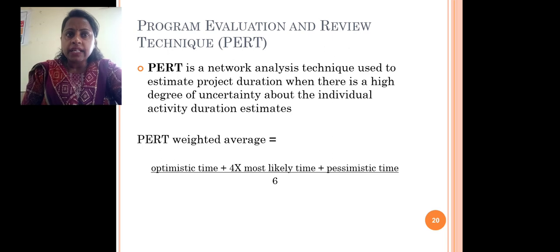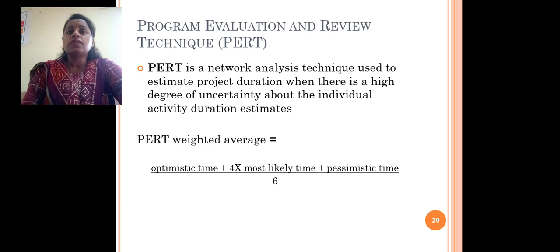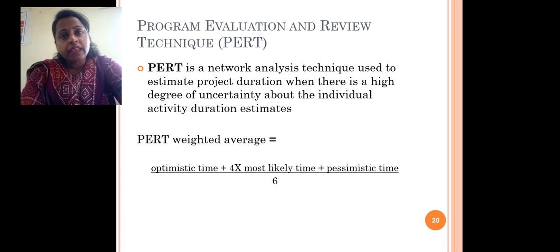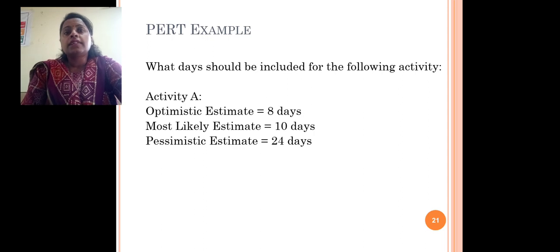So what is PERT? PERT is a network analysis technique used to estimate project duration when there is a high degree of uncertainty about the individual activity duration estimates. So what is the PERT average? It is optimistic time plus four times the most likely time, plus pessimistic time, divided by 6. Then this is the example of PERT.